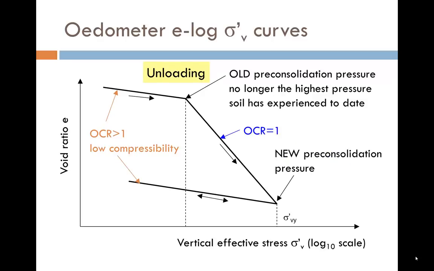While we have already passed the pre-consolidation pressure of the soil when it was in the ground, we can create a new one for this particular sample by unloading, as shown. Once we unload, the soil is once again over-consolidated, OCR greater than 1. The more we unload, the more over-consolidated the specimen becomes.